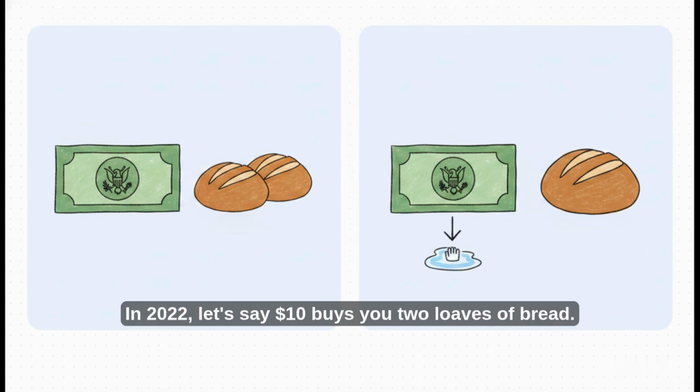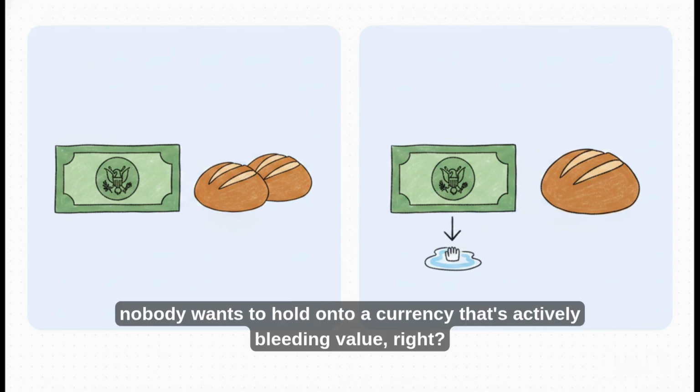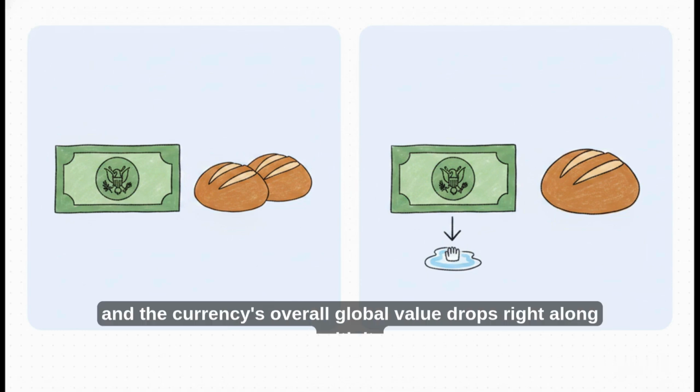In 2022, let's say $10 buys you 2 loaves of bread. But by 2024, that exact same $10 bill only buys you 1 loaf. You're getting less stuff for the exact same amount of cash. And logically, nobody wants to hold on to a currency that's actively bleeding value, right? So demand drops, and the currency's overall global value drops right along with it.